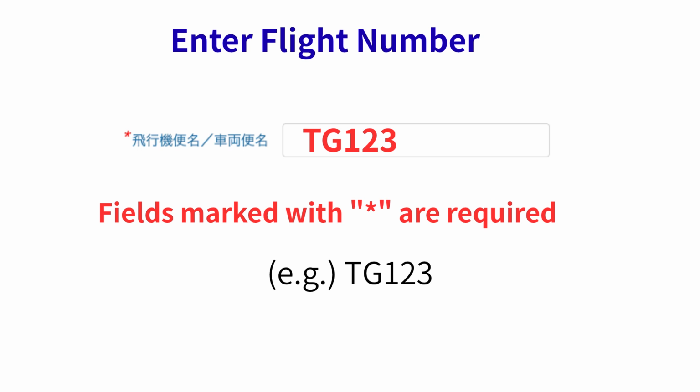Next is the flight number entry. This field also has an asterisk, so it is mandatory. Enter the airline code followed by the flight number. For example, if you're flying with Thai Airways, enter something like TG123.